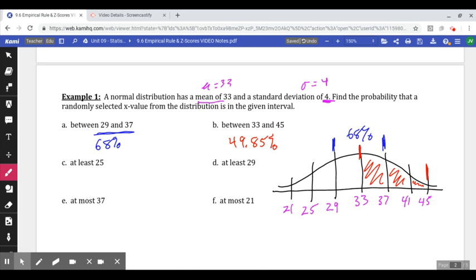Now here we have at least 25. So that's 25 or more, right? If it's at least 25, 30 would work, or 40. So for this one, we're looking at every piece of the data to the right of 25. Here's my 25, and I want everything to the right. I know that all of the data to the right of the mean is 50%. I also know that this piece is 34% and this piece is 13.5%.